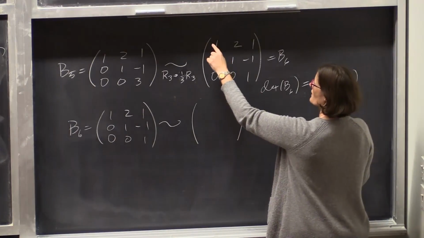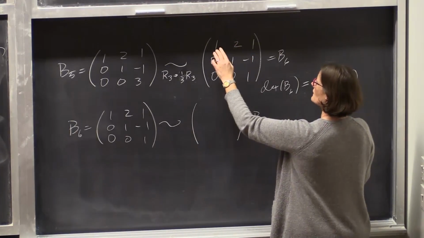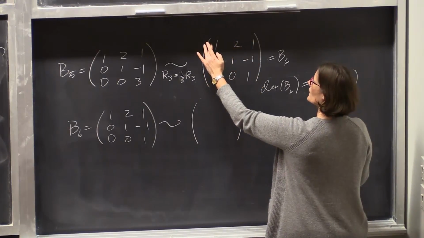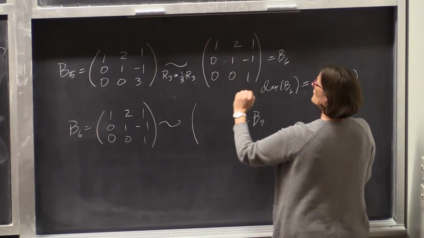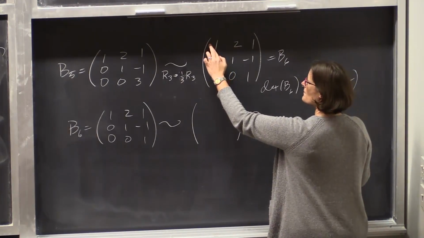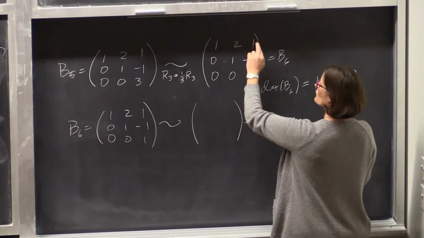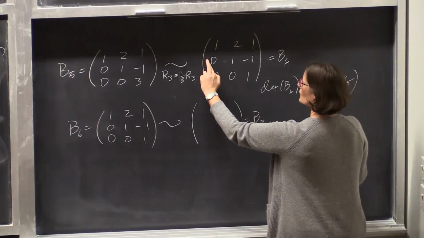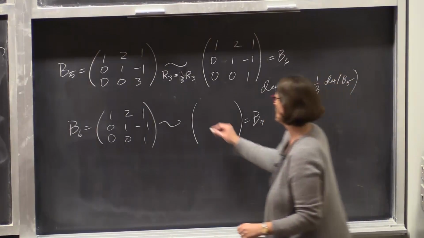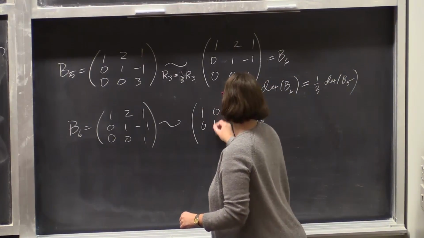So after I've killed that 2, I shouldn't be so brutal. After I have sent that 2 to 0, I've got a new row 1. I will now subtract 3 of this from that. This 3 will be sent to 0. I will add this to that. This minus 1 will be sent to 0. And I will have this.